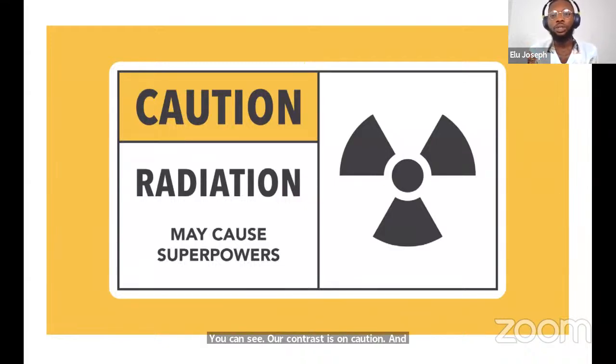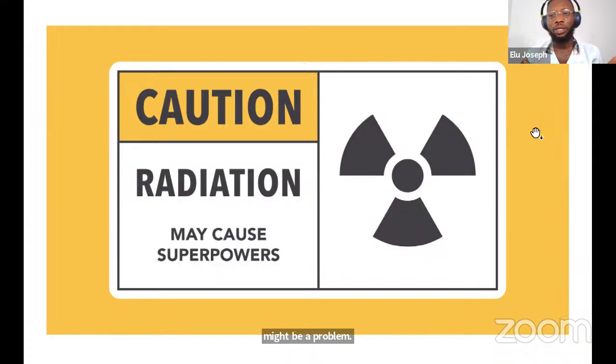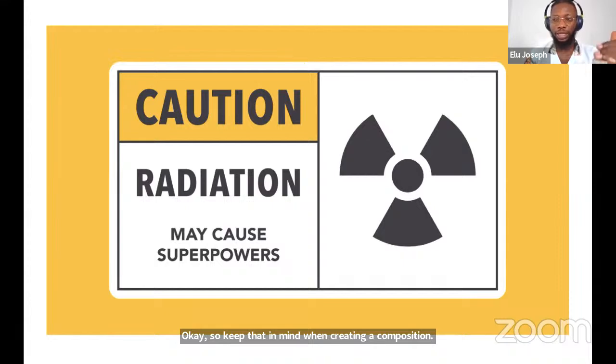And that brings about what? Contrast. Now you can see that the image on the right and the text on the left, they vary in sizes, right? Even the texts themselves vary in sizes. That's contrast. If every one of the texts is as big as caution, then there might be a problem. Okay, so keep that in mind when creating your compositions. If one is big, the others should reduce, so that there's a direction in how the readers will read it. They see caution, they see radiation, then they see may cause superpowers, so they get to understand.